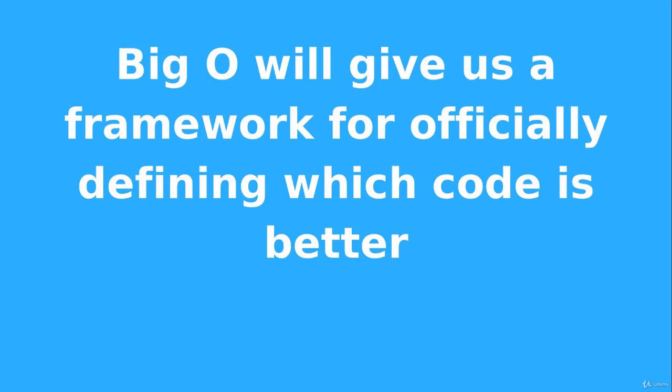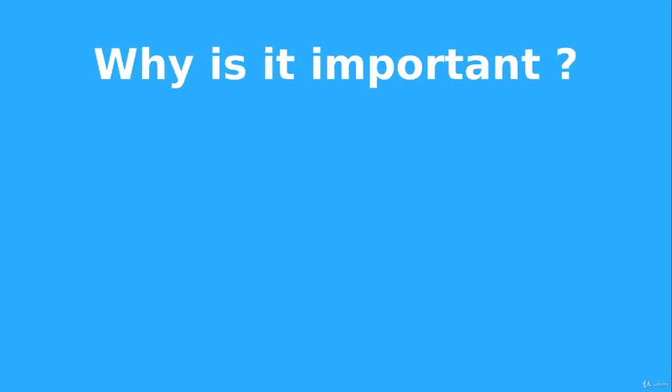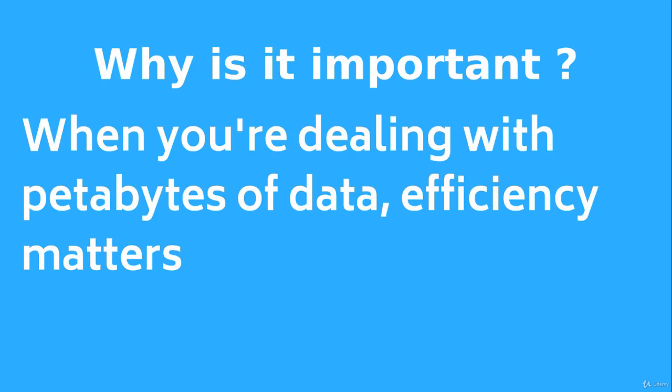But the question here is, why is it important? Well, when you're dealing with petabytes of data, efficiency does matter. So what I was saying earlier of which code is better, you may have thought, well, why does it matter? Well, it may not matter if, say, you're dealing with a couple of arrays where each array is of size 10, but imagine you're dealing with hundreds and hundreds of petabytes of data. In that case, efficiency does matter, and this is where Big O comes in.